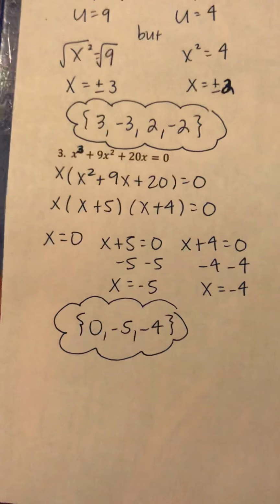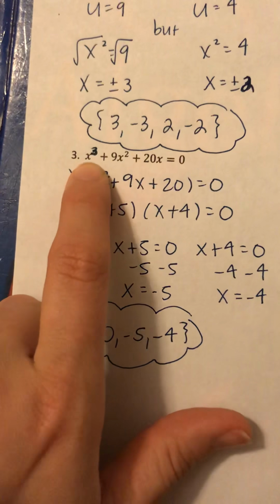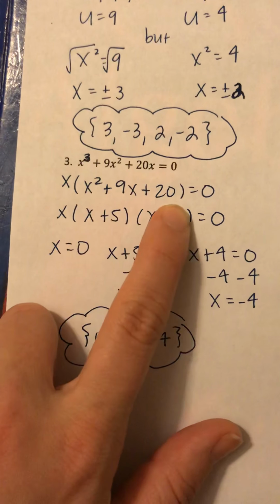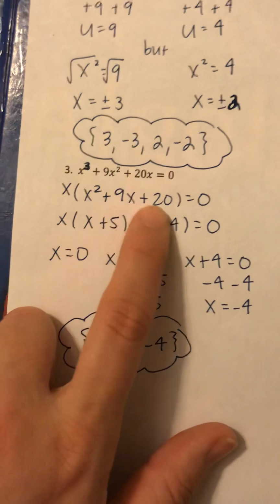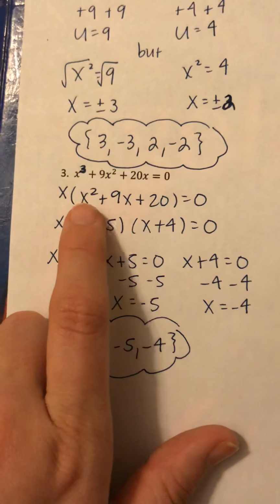Number 3 was a lot easier because when I factor out an x, that's the GCF, this is what's left. This is factorable. If you love the quadratic formula you can use it, but factoring is easier for me, so I factored it. So I have 3 answers, 0, -5, and -4, which makes sense since it's cubic. Got 3 answers.